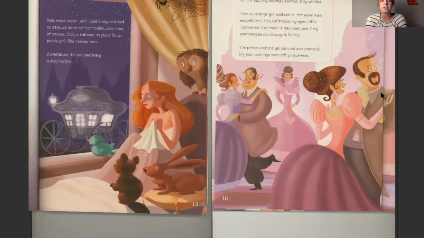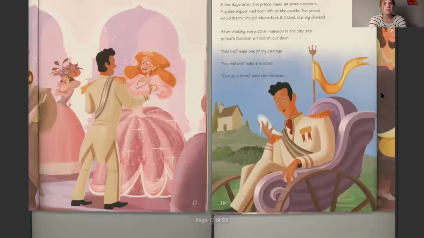At the ball, my darlings twirled. They whirled. Then a strange girl waltzed in. Her gown was magnificent. I couldn't take my eyes off it. I wondered how much it had cost and if my seamstress could copy it for me. The prince and the girl danced and pranced. My poor darlings were left princeless. A few days later, the prince made an announcement. A glass slipper had been left at the castle. The prince would marry the girl whose foot it fitted.